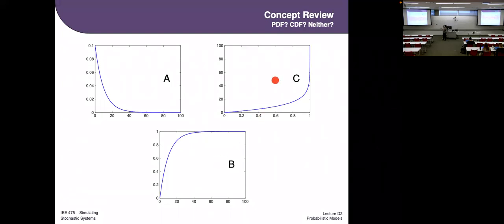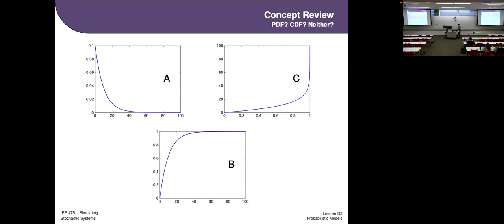All right, so what about C? How many people think C might be a probability density function? How many people think C might be a cumulative distribution function? What about neither? I see at least one or two neithers. Online, I see neithers as well.